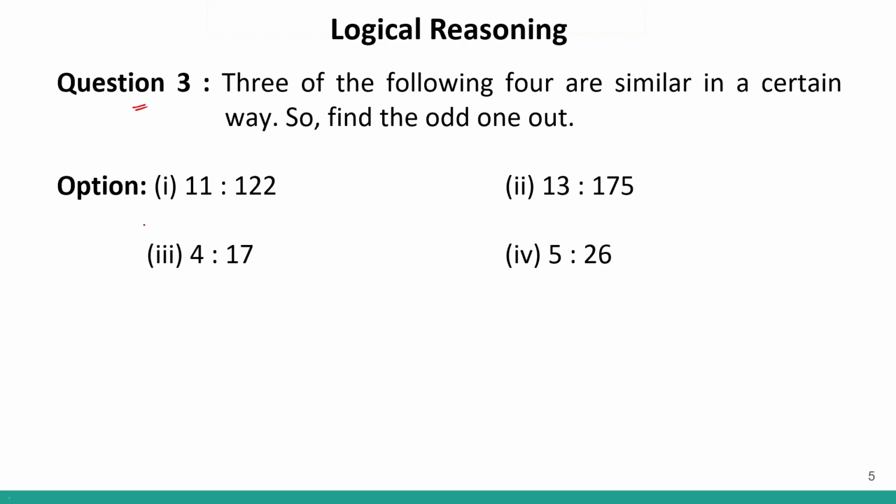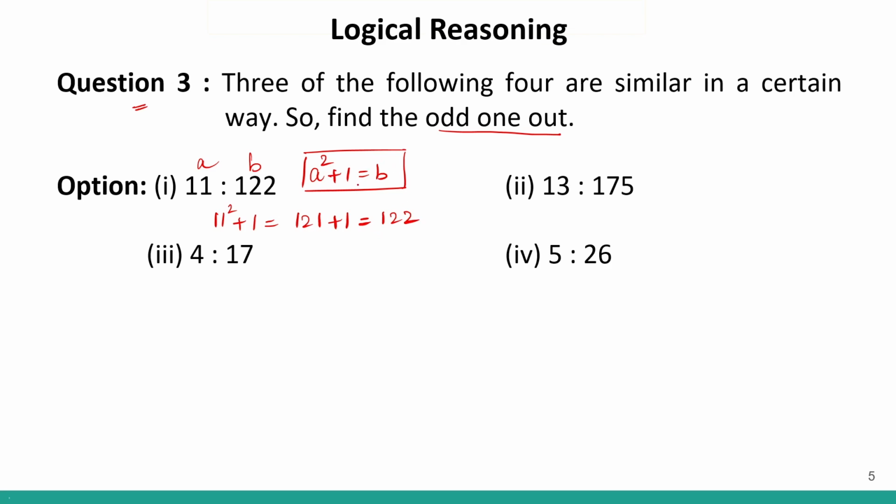Question number 3. Four options are given to us and we have to find the one that is different, that is odd one out. When I look at these, I can see this is very close to 121. 121 is the square of 11. So I can say that if this is A and this is B, A square plus 1 is giving me B. This is the logic. Let's see. 11 square is 121, plus 1 will give me 122.